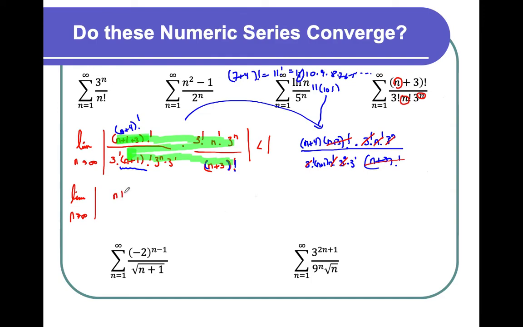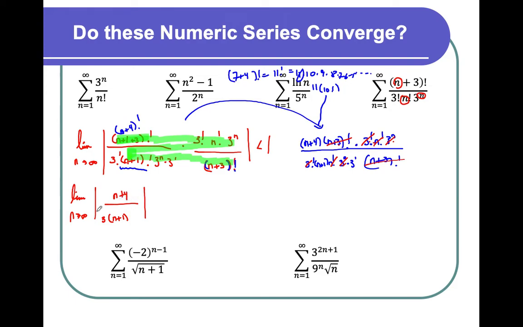N plus 4 in the numerator, and that's it, right? Everything else is gone. And what's in my denominator? N plus 1, and what else? A 3, right? So what is this ratio?